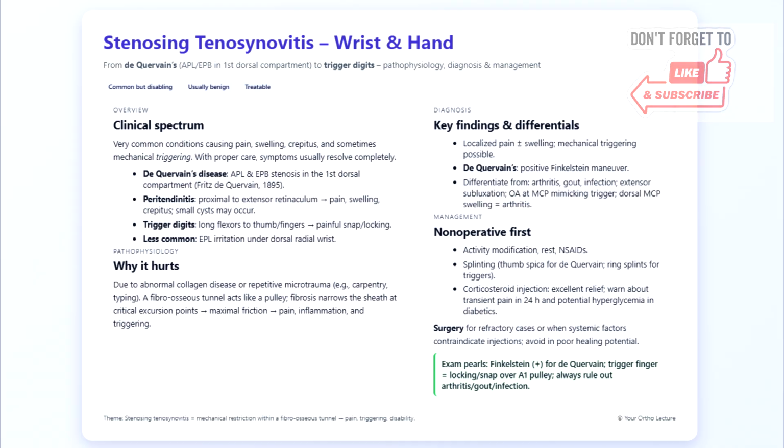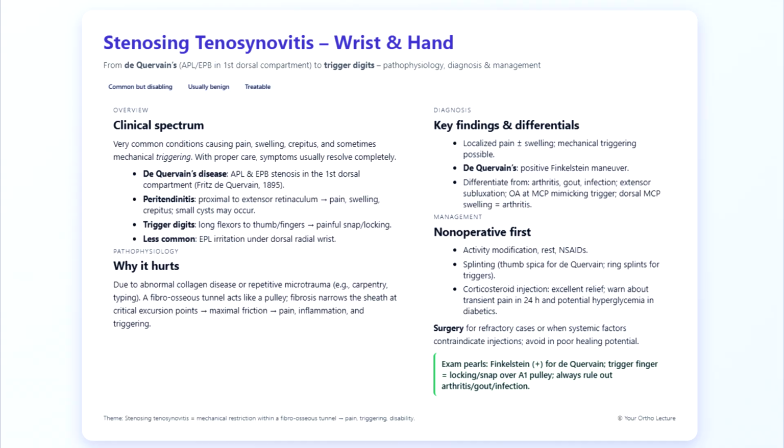For instance, peritendinitis can also involve the tendons proximal to the extensor retinaculum, producing pain, swelling, and crepitus. In some patients, small cysts may appear at the first dorsal compartment, and even tendon triggering may be observed.